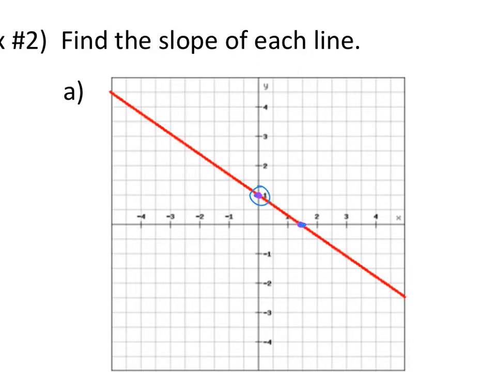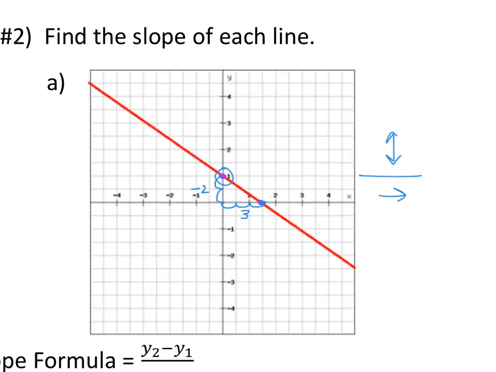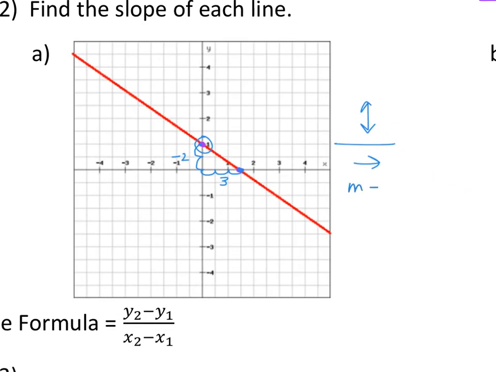So to do that, do we go down first or to the right first? Down first, right? It's always rise, which would be up and down, over, and then you can do the right. So you would go down 2, which is a negative 2, and then 1, 2, 3, which is a positive 3. So the slope, which oftentimes we will refer to as m, a lot of times they call slope m, okay? Our slope would be negative 2 over 3. Okay, that's just if you counted it on a graph. Down 2 to the right 3.